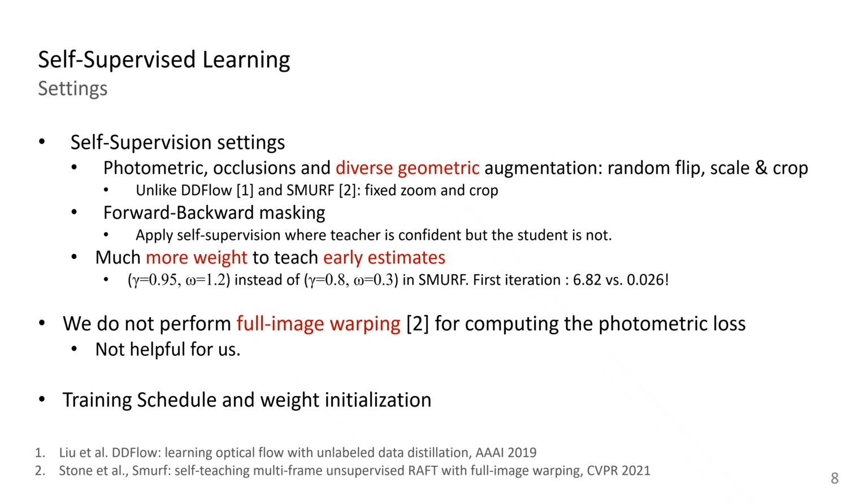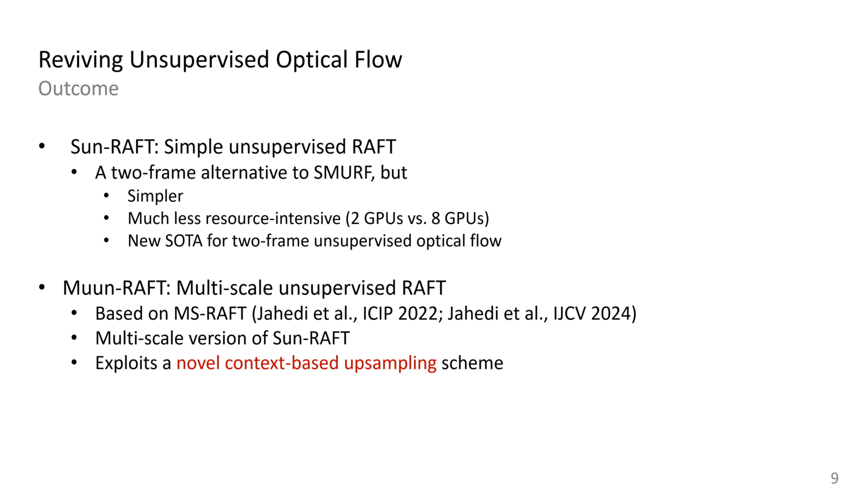Finally, we also reinvestigated the training schedule and weight initialization. For Chairs, our training schedule is the same as SMURF, but for both Sintel and KITTI, we use a shorter schedule. We also found out that RAFT's weight initialization yielded a more stable training than the initialization used in SMURF. Using the settings I discussed, we introduced two methods.